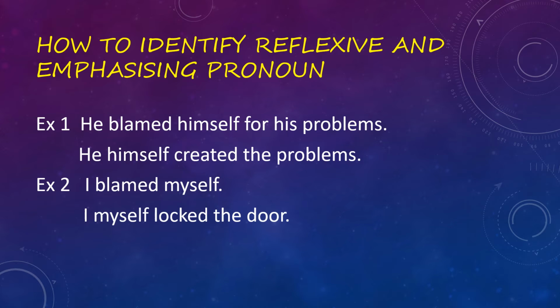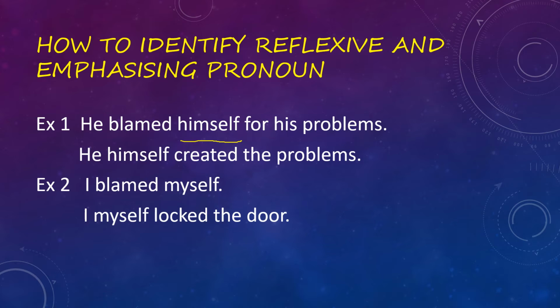So now let us understand a small trick to identify reflexive and emphasizing pronoun. Now remember, exceptions are always there. So just don't rely on the tricks. Exceptions are there, you have to understand. So let us see example number 1. He blamed himself for his problem. First, let us find out the reflexive or emphasizing pronoun. So we know that the word having self or selves is a reflexive or emphasizing pronoun.